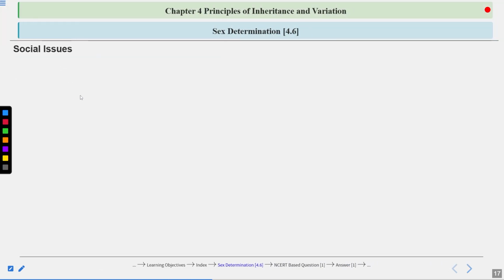Now there are some social issues also. What are the social issues? You know that there is a 50% probability of a male or female child in each pregnancy. Because there is a 50% chance that the sperm carrying the X chromosome can fertilize the egg, or there is another 50% chance that the sperm carrying the Y chromosome can fertilize the egg. So there is an equal chance that the zygote will develop into male or female.